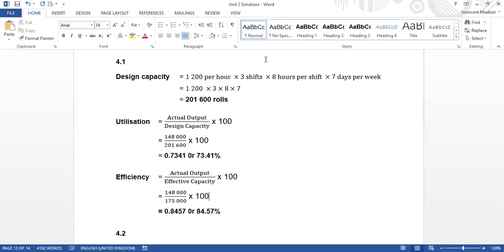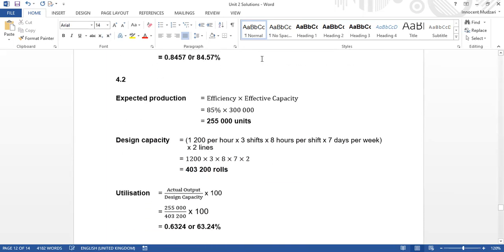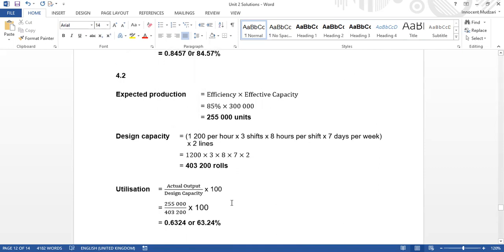Okay, that's question 4.1. Now we go to 4.2. Question 4.2 says the same bakery has decided to increase its facilities by adding one additional process line. The firm will have 2 process lines, each working 7 days a week, 3 shifts per day, 8 hours per shift, with an effective capacity of 300,000 rolls. This addition, however, will reduce overall system efficiency to 85%. Compute the expected production with this new effective capacity and determine utilization.